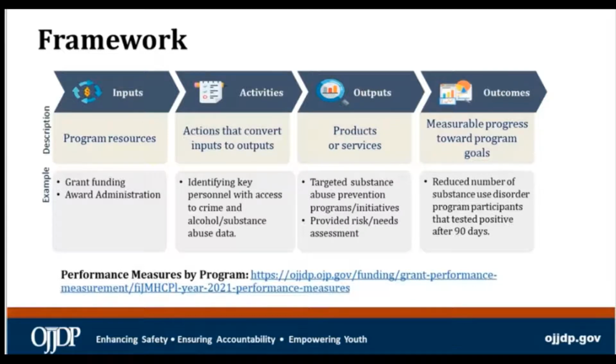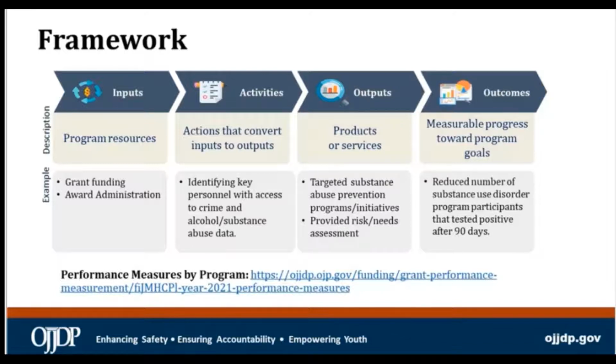Inputs are program resources such as grant funding and award administration. Activities are actions that convert inputs to outputs and can be anything from identifying key personnel with access to crime and alcohol abuse data to establishing information sharing agreements. Outputs are products or services that are the result of activities such as trainings and meetings. Outcome measures speak to the longer-term program goals.